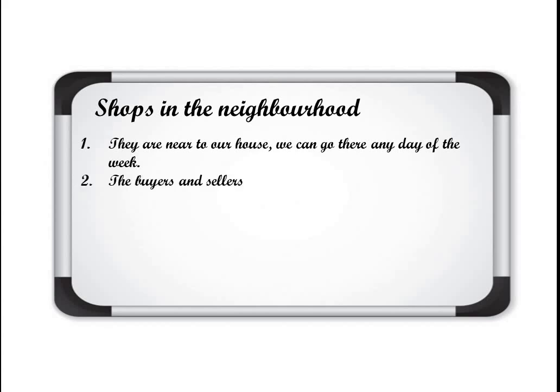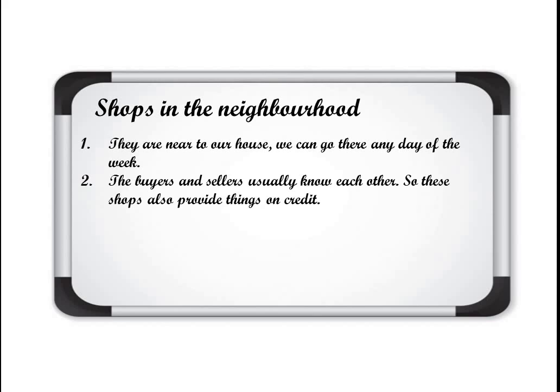Second thing, the buyers and sellers usually know each other. So these shops also provide things on credit. One of the other advantages of the shops in our neighborhood is that buyers and sellers usually know each other. They are known to each other. That's why the sellers provide things on credit even. Credit means udhar par. Like one example is given in your book also. Sujata and Kavita went to the shop and they had taken one notebook also with them.